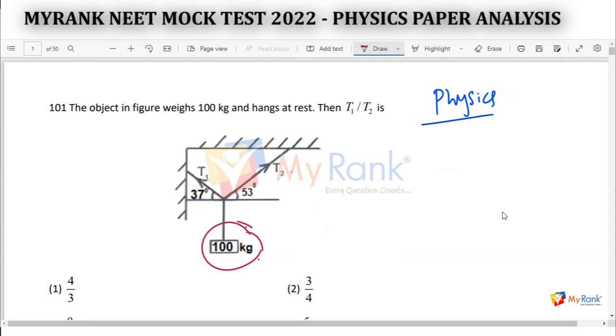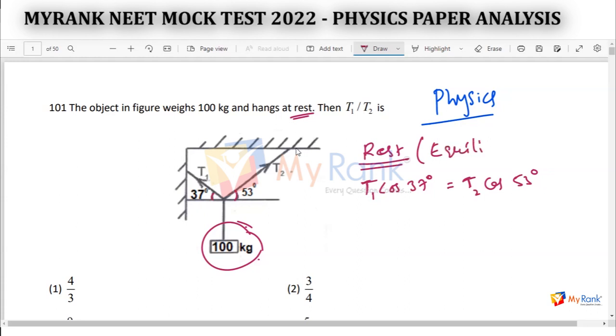So he's saying that this 100 kg body is at rest, students. The rest condition means we can consider the equilibrium condition here. T1 makes angle 37 with the horizontal, T2 is making 53. So we can write like this. Since this is at rest, T1 cos 37 degrees equals T2 cos 53 degrees, because it is under equilibrium condition. It's asking to find T1 by T2.